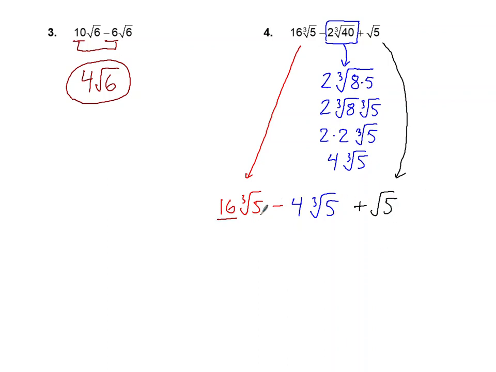But 16 take away 4, I can combine those. 16 minus 4 is 12. 12 cube roots of 5. And again, this positive square root of 5, I can't really do anything with that, so I'm just going to leave it in my answer and be finished like that.